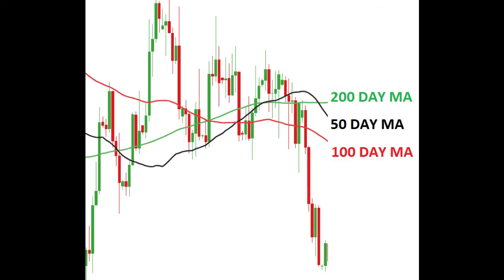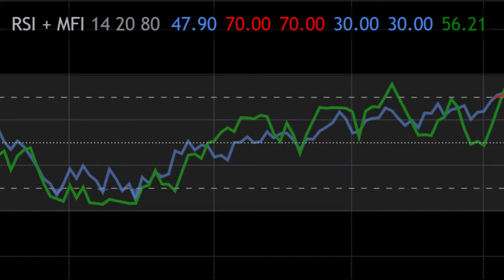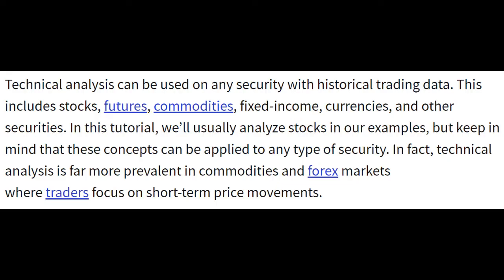Indicators that are often used by traders who use technical analysis include moving averages, RSI, and support and resistance. These indicators, along with the data that I previously mentioned, help these traders to determine what the market sentiment is for the stock and allow them to make educated predictions as to where the stock will go next.